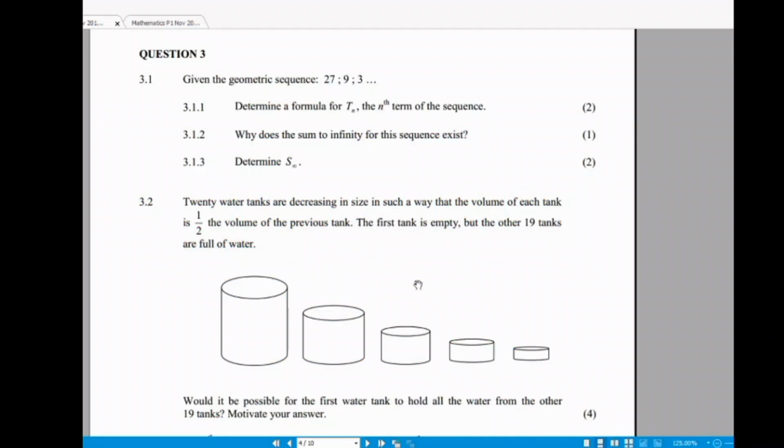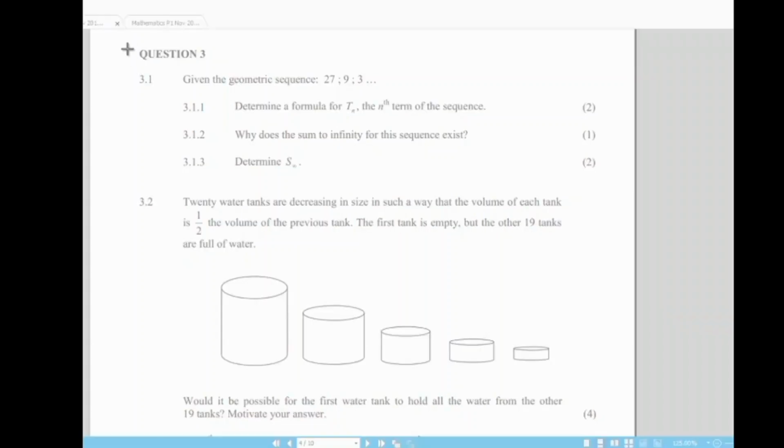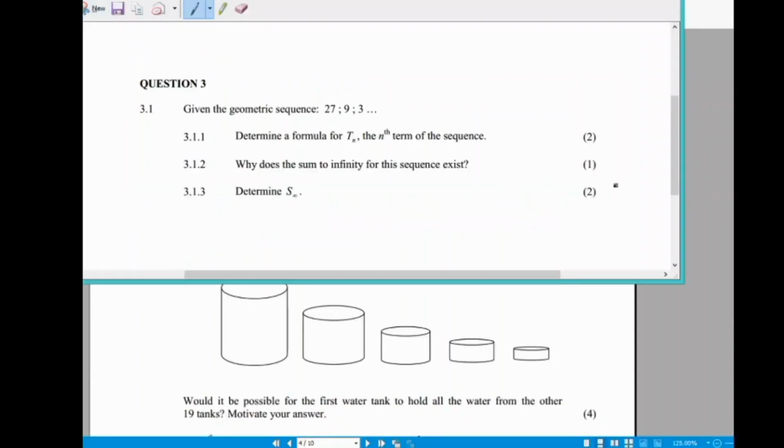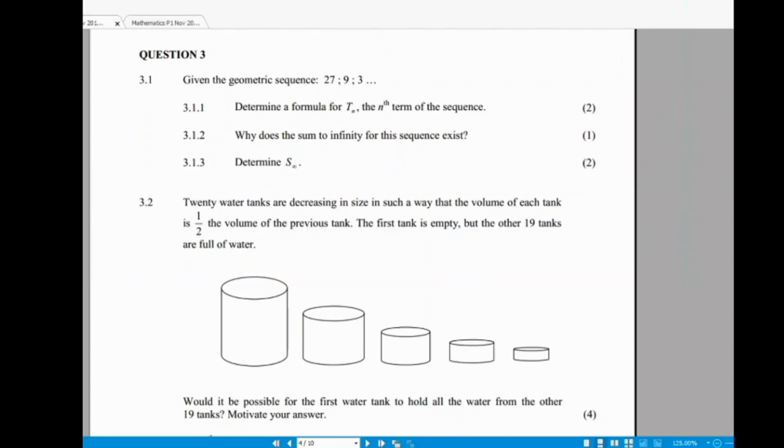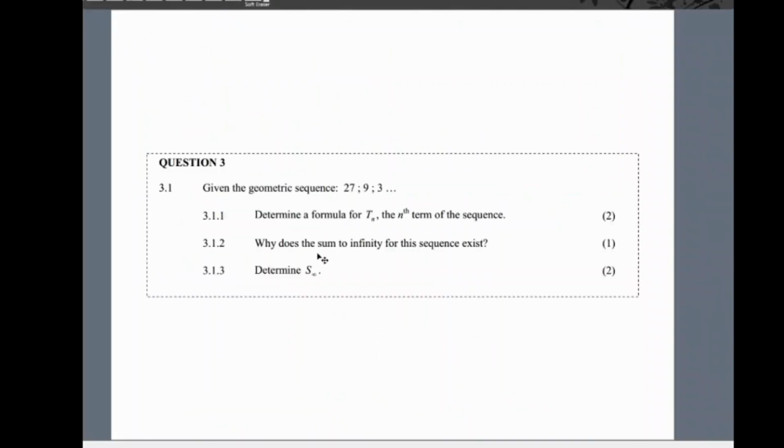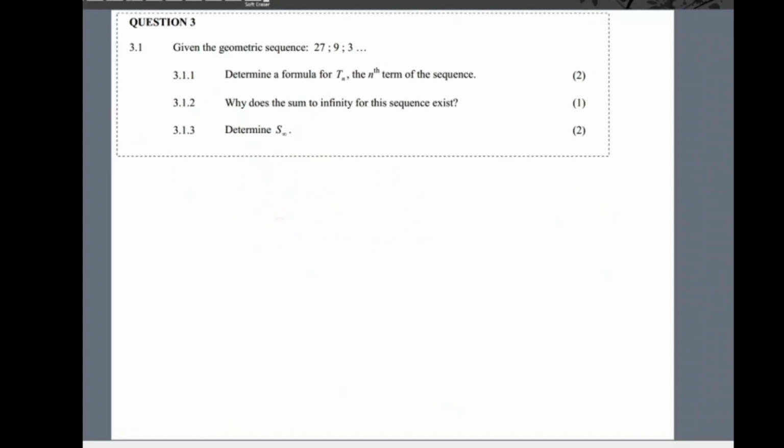So like question 3, given the geometric sequence 27, 9, 3 and so on, determine a formula for Tn. Let me copy this question to our board. So 3.1.1, we want the formula for Tn.